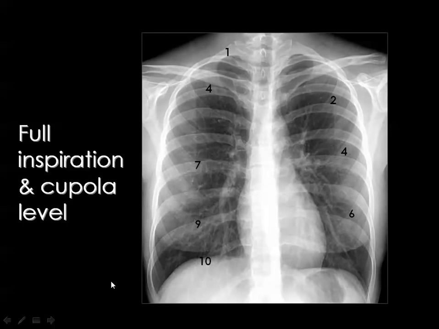Then in order to know if the patient had full inspiration or not, you should count the level of the diaphragm relative to the ribs. How to count the ribs: you start first with the biggest one, which is the first rib, and this is the first rib, and this is the second rib, and this is the third one behind the clavicle, and this is the fourth one, the fifth, the sixth, the seventh, the eighth, the ninth, and the 10th. Then if you see that the diaphragmatic cupola is at the level of the 10th rib posteriorly, then you assume that the patient had a full inspiration.